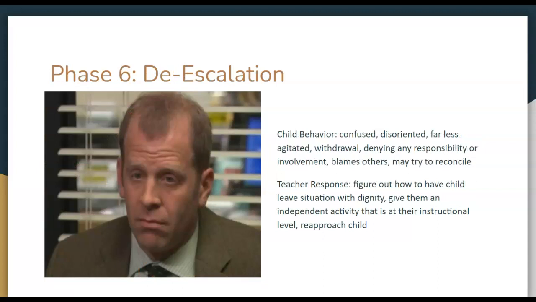In phase 6, we have de-escalation. So the child's behavior right now is confused, disoriented, far less agitated, withdrawal, denying any responsibility or involvement, blames others, and may try to reconcile. The teacher response: we figure out how to have the child leave the situation with dignity, give them an independent activity that is at their instructional level, and reapproach the child later as they are already calming down.